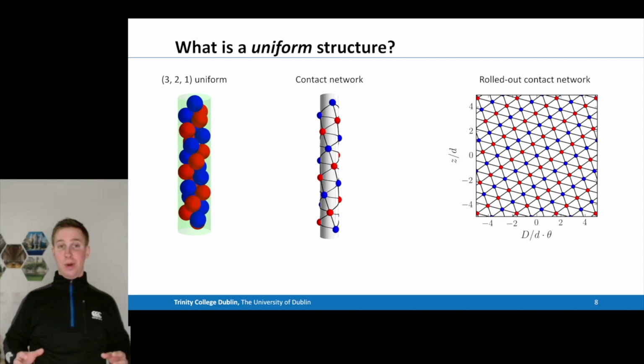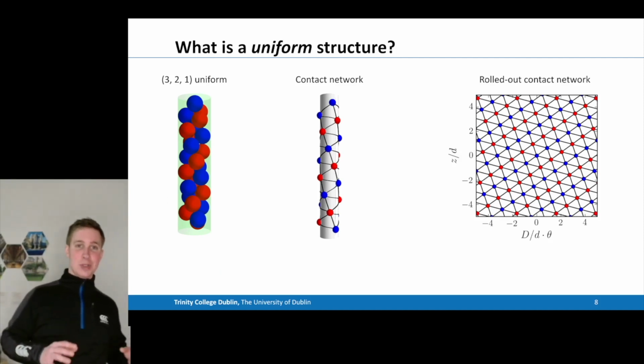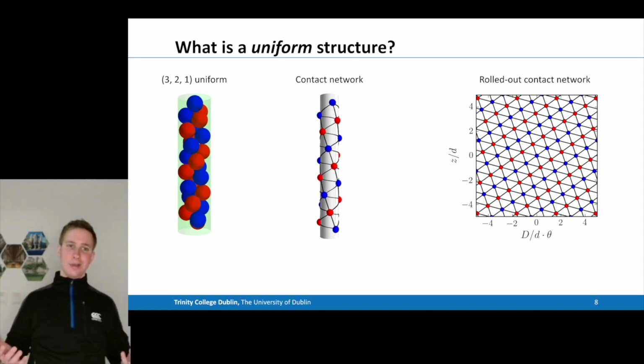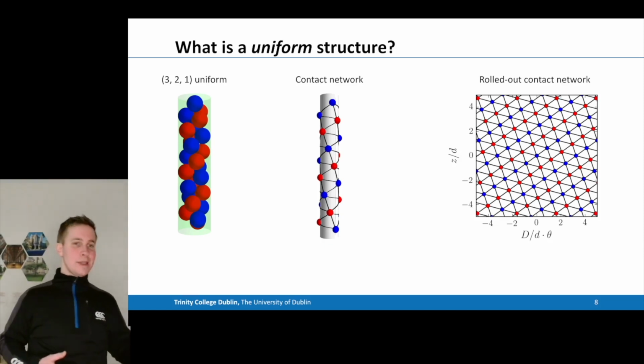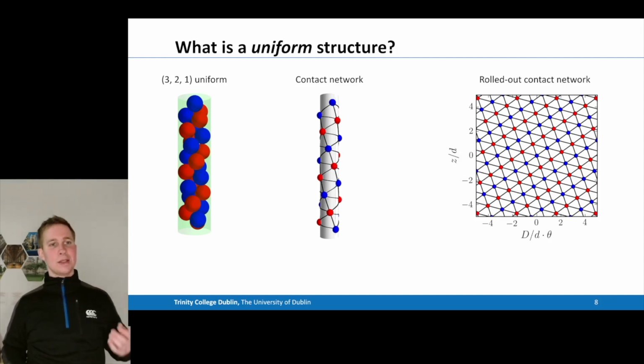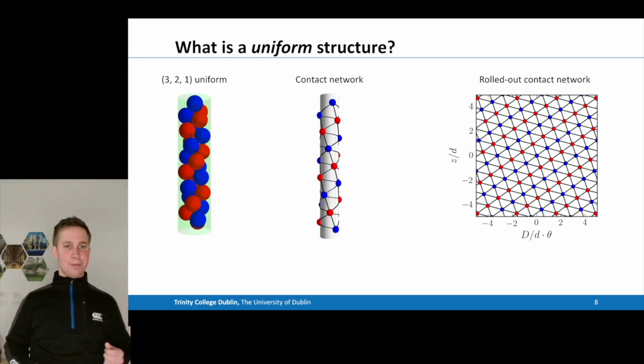But before we explore the experimental side of such structures, I owe you the explanation of what a line slip structure and what a uniform structure is and how they differ. So first of all, what is a uniform structure? On the left-hand side, you see here an example of a uniform structure. In the middle, you see its contact network. So here, each dot represents a sphere and each line represents a contact between the spheres.